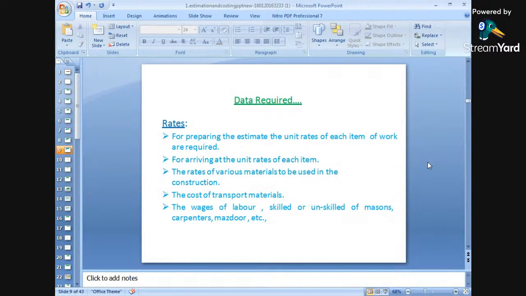Next is rates. What are the rates for preparing the estimate? The unit rate of each item of work is required. That means the rate of a particular item of work is required.